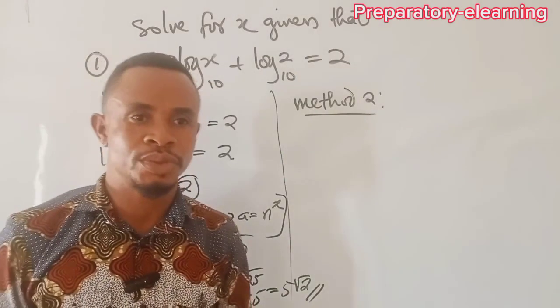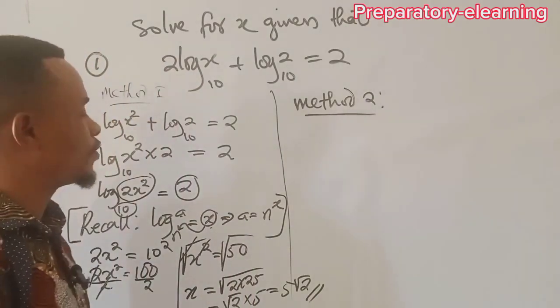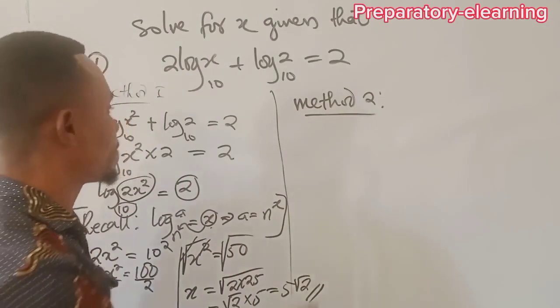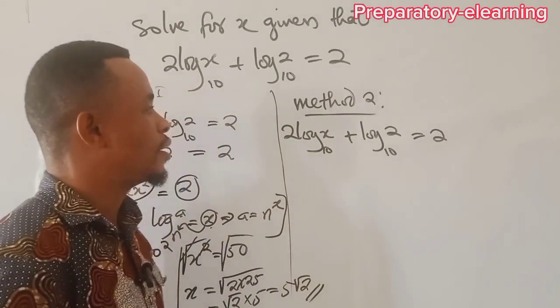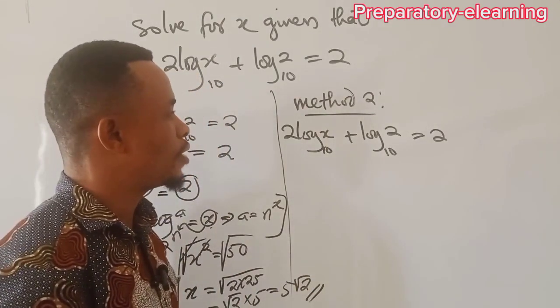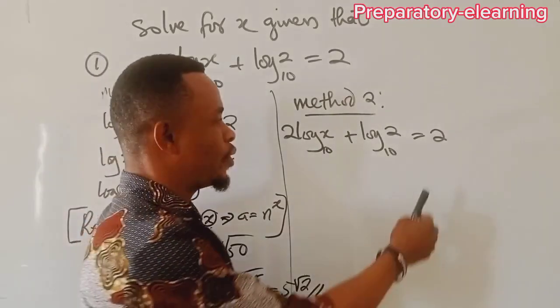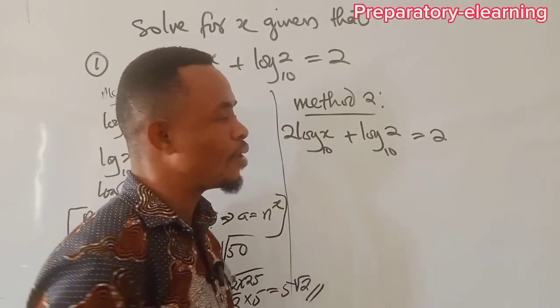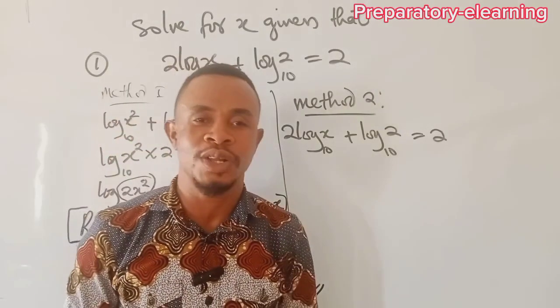Okay, let's look at method 2 on how to solve this. Method 2 is very straightforward. Just apply the law and you move on. How do we solve that? Of course, we know that when you have a number without log attached to it, you can introduce log to that number so that you can easily solve it.